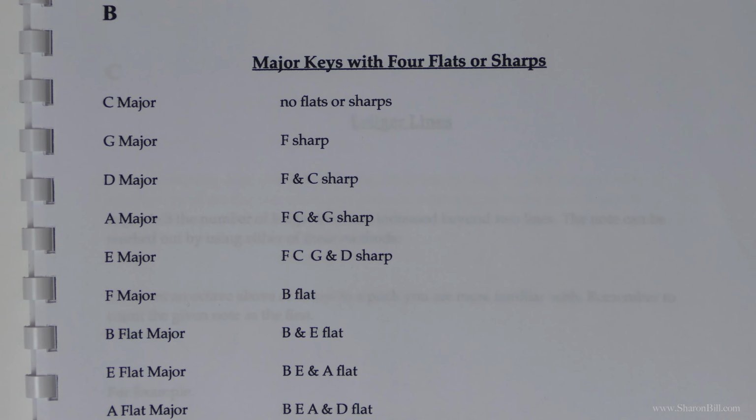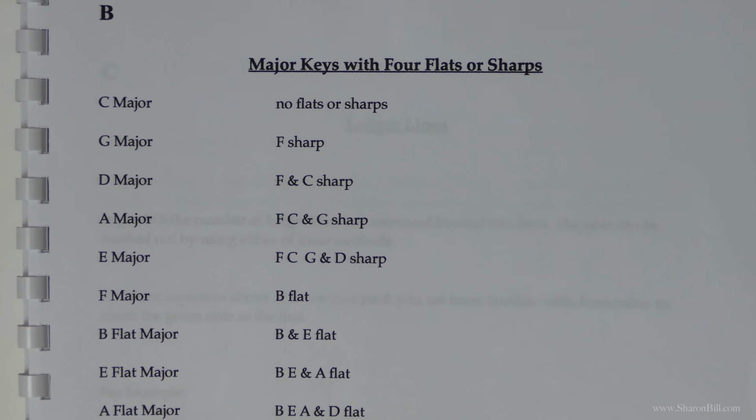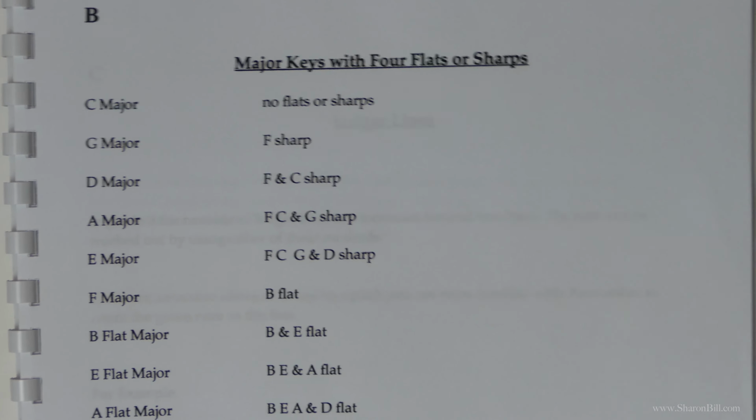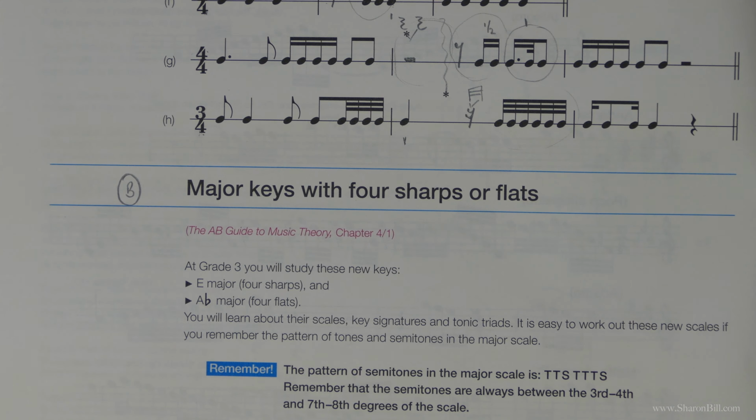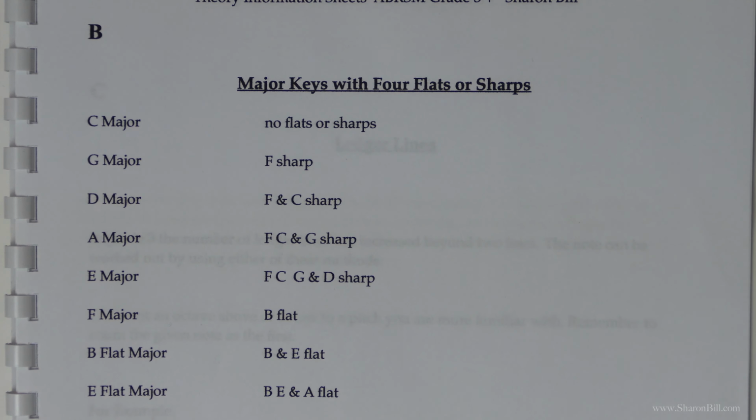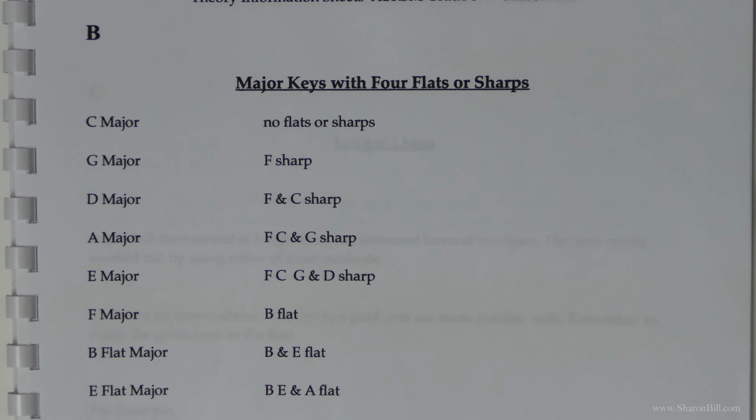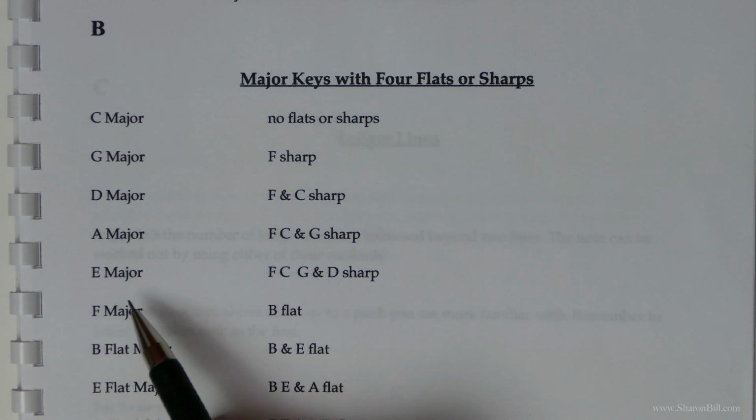So don't forget, this is building upon the information in grades 1 and 2, so all of those scales will still be included and we're now just adding an extra few onto that. So we're going to be looking at the major keys of 4 sharps or 4 flats. So we'll be moving up to E major.